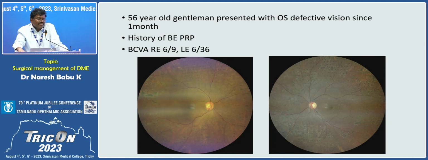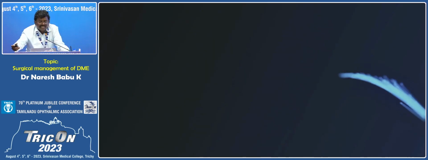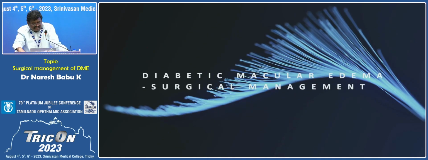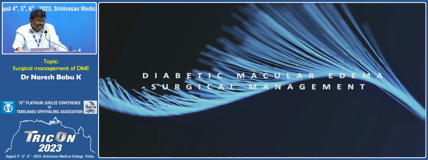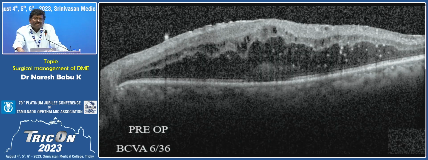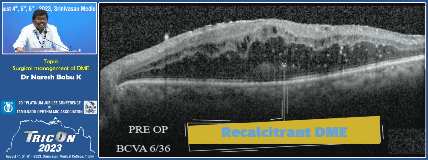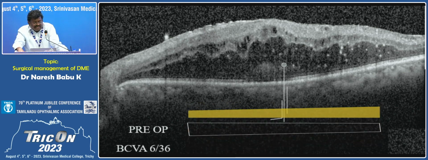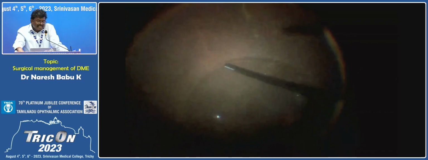There is nothing grossly, but when you do the OCT, we can see a taut posterior hyaloid as well as the ERM. So in this case, we have gone for the vitrectomy. In fact, it helps. It's a case of PDR, so it helps in even preventing the further progression of proliferative diabetic retinopathy. You can see the macular edema, and there is a thick epiretinal membrane.